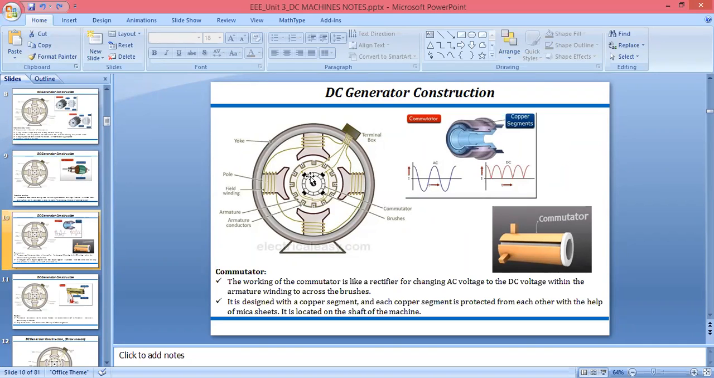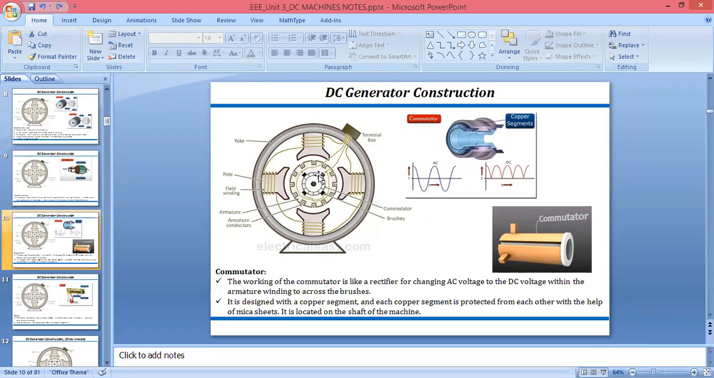Armature के अंदर, if you see, this is how it will look like. Commutator ऐसे रहेगा, and where it will be? It will be inside the armature. ये armature के अंदर है. So what we can say, the working of commutator is like a rectifier. Rectifier means what? We can convert AC voltage into the DC by using the rectifier.